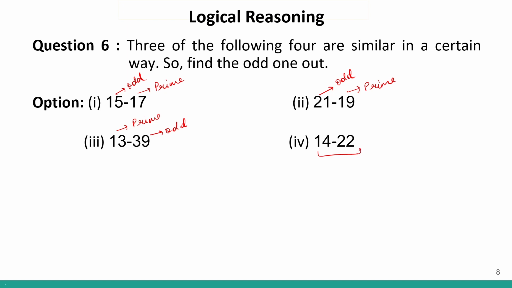But over here, I can see 14 and 22. These are neither prime nor odd. So in each case, we had one odd number and one prime number. But in this case, we don't have either a prime number or an odd number. Therefore, option number 4 is different than the rest. It will be our answer. Clear?